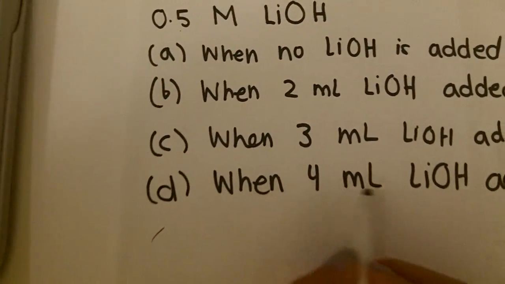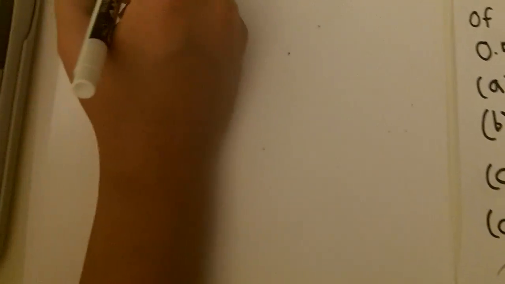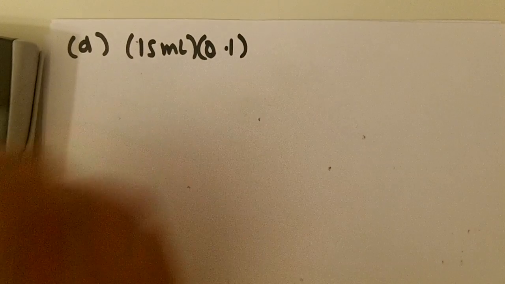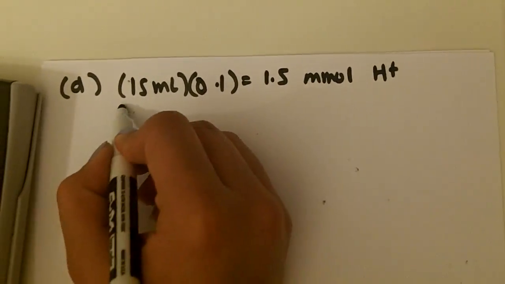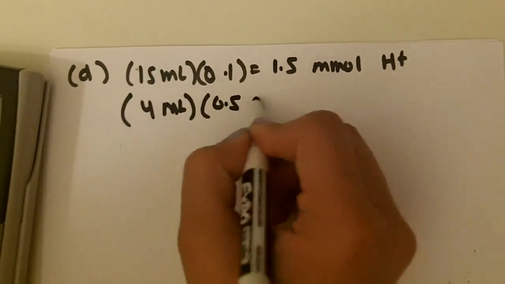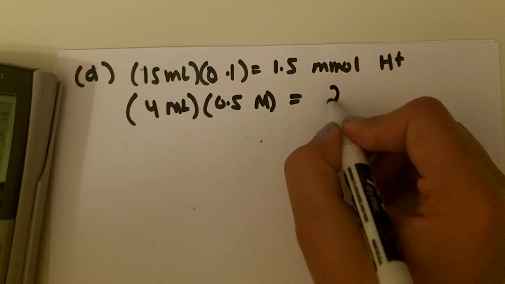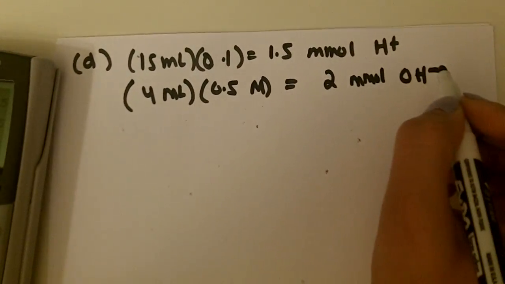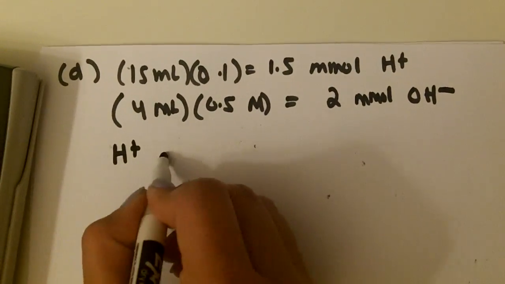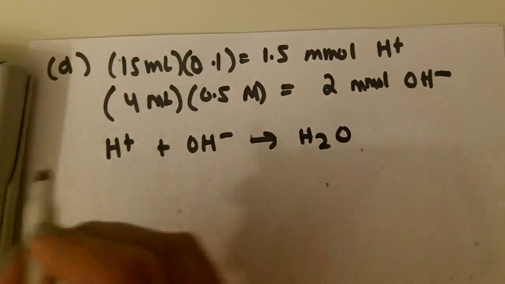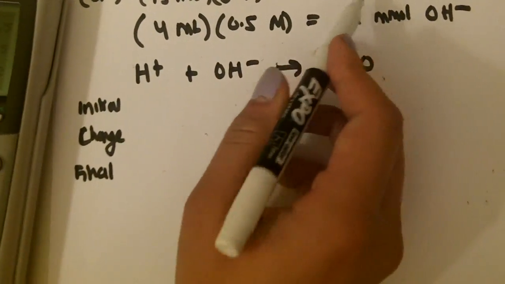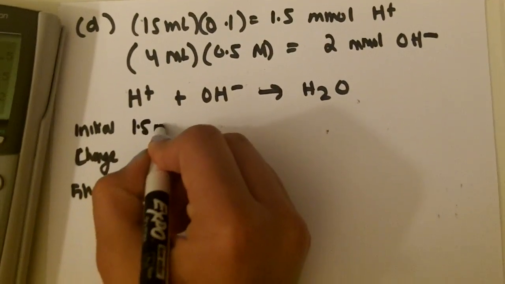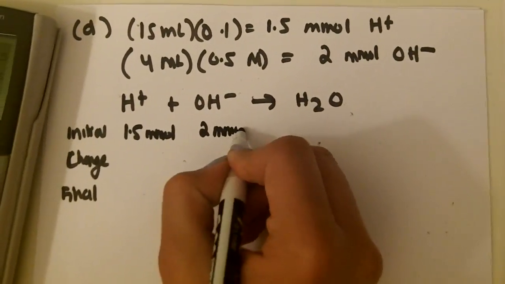Okay, so let's do one more. For D, it says when 4 milliliters of lithium hydroxide is added. Of course we already know that we have 1.5 millimoles of the acid, and we added 4 milliliters of the base. So now we have 2 millimoles of the hydroxide. Okay, so now let's write our net ionic equation that we determined previously. So initial, change, and final. Initially for the H+, we have for the acid 1.5 millimoles, and for the base we have 2 millimoles.